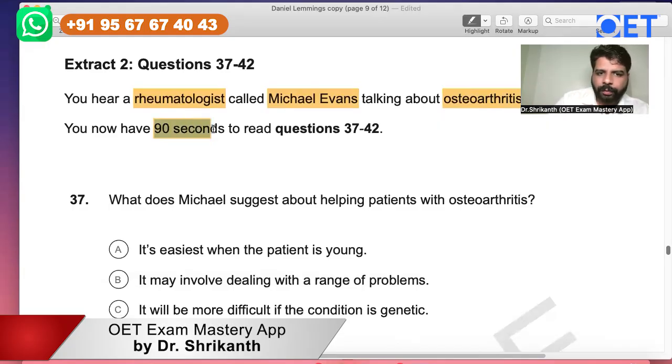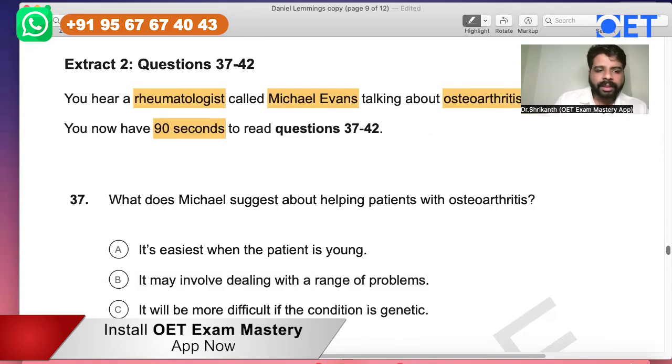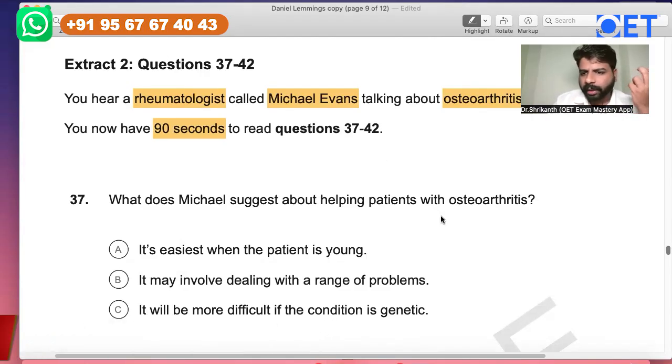Let me just give you a small heads up about this 90 seconds time. This is something that you have to keep in mind, that the OET has been designed in such a manner to make sure that you don't think very clearly.